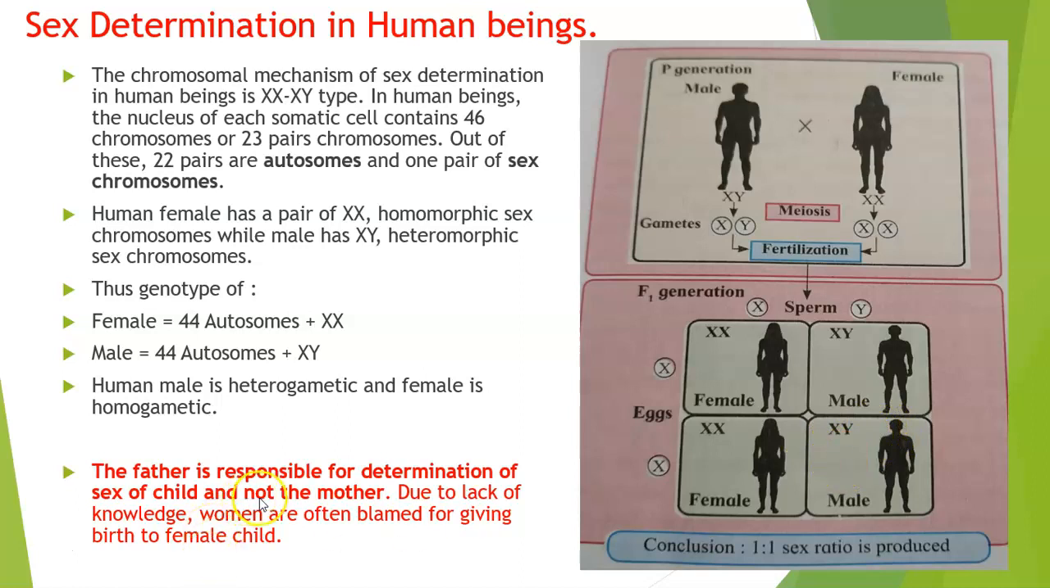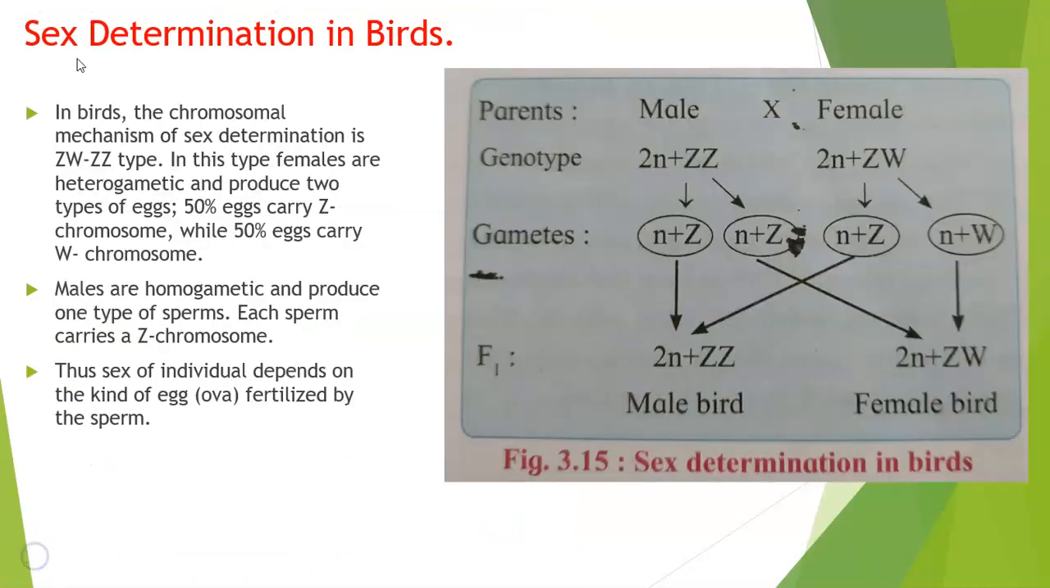This indicates that the sex of the child depends on the type of sperm fertilizing the egg, and hence it is the father who is responsible for the determination of the sex of the child and not the mother. Due to lack of knowledge, women are often blamed for giving birth to a female child.